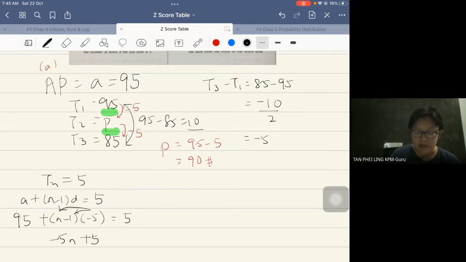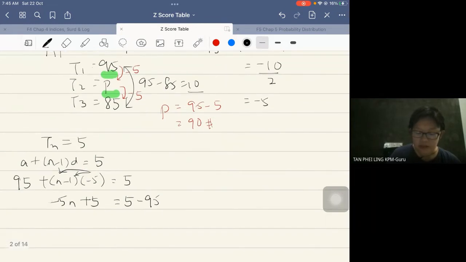Am I right? Then the 95, you can move to the other side. It becomes 5 minus 95, right? So with that, minus 5n equals, here you will get minus 90. And don't forget the minus 5 also has to be there. So you will get minus 5n equals negative 95.